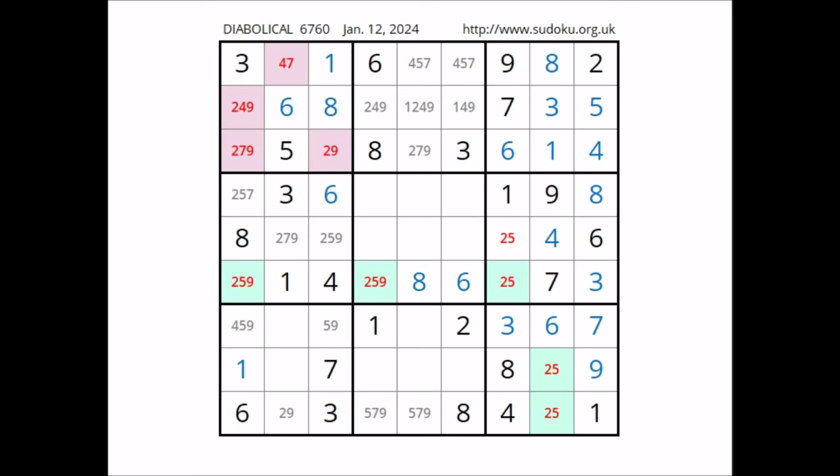What else? Let's see. Take a look at the row. 1, 2, 3, 4 numbers are missing: 4, 5, 9, and the number 8. Let's see where the number 8 can be in the row. Look, 8 cannot be here. We have 8 in this column, so in the row, 8 in this place. We have 8 here now. In the row, 3 numbers are missing, 4, 5, and 9.